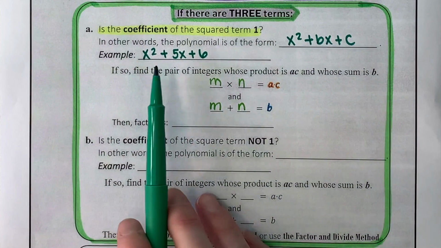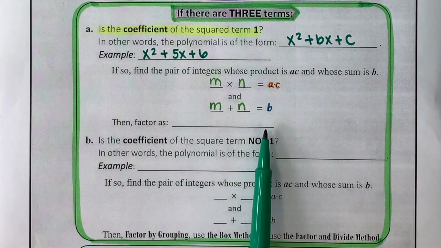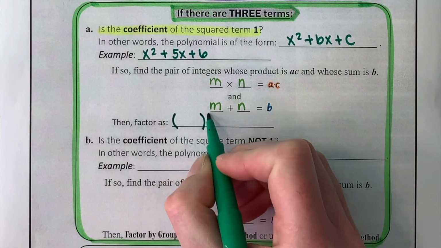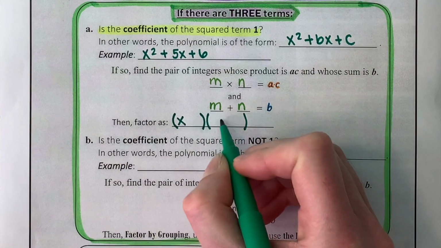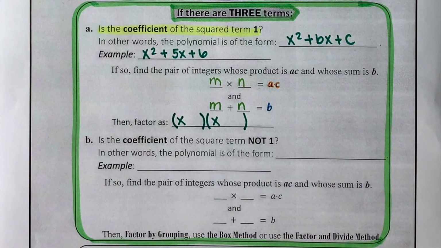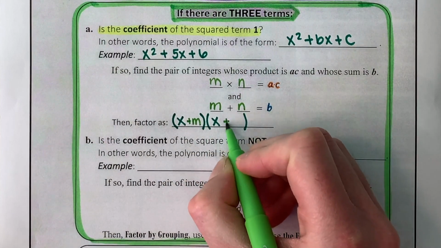Now, if the coefficient of your squared term is a 1, once you find these 2 numbers, you can write your final answer. You just need to draw your parentheses. Since the variable here is an x, we'll put an x in the first position in each parenthesis, and then we'll put the m in one of the parentheses and the n in the other parenthesis.